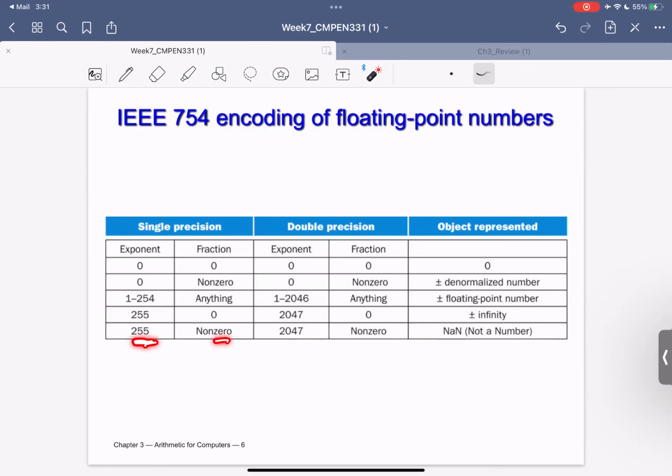If all ones, but this is non-zero, again, this is not a number. Of these zeros, this will be zeros, and so on and so forth. So here, everything is written in that table, and we don't expect that you will remember these kinds of things. It will be given to you if needed.